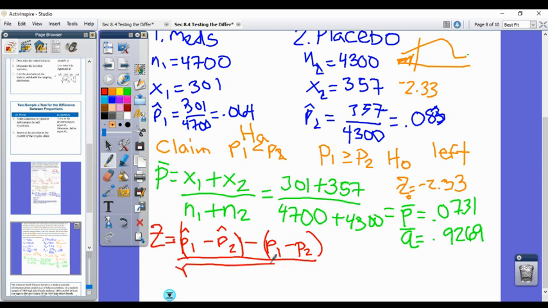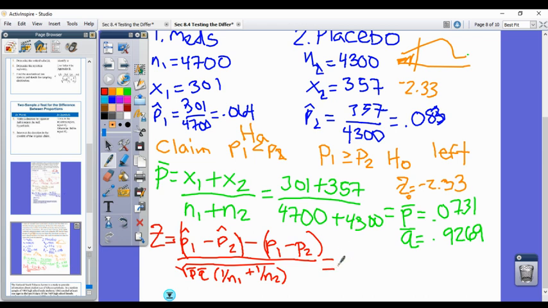Square root of p bar q bar. Nope, not square root. So I always like to write my formulas down, as you know. Helps me keep organized. And I need all the help I can get.